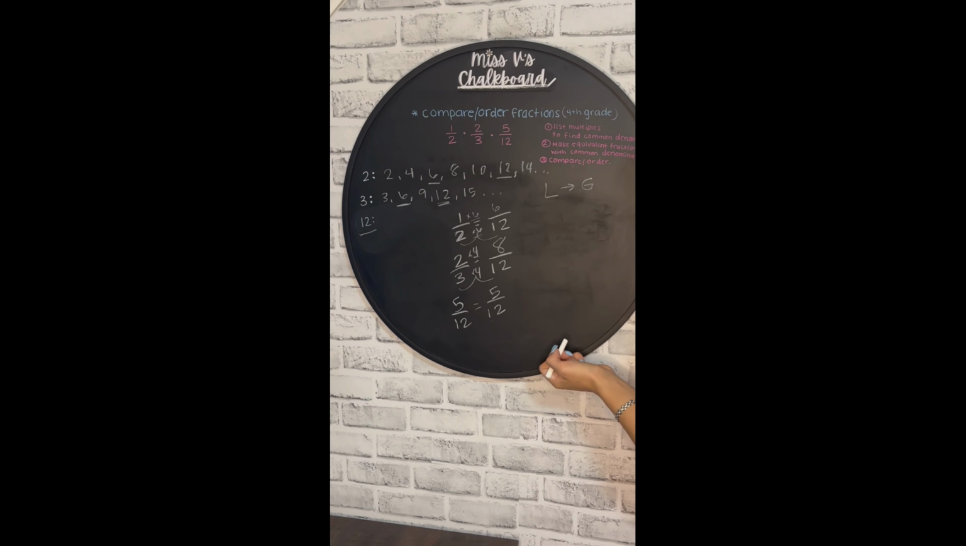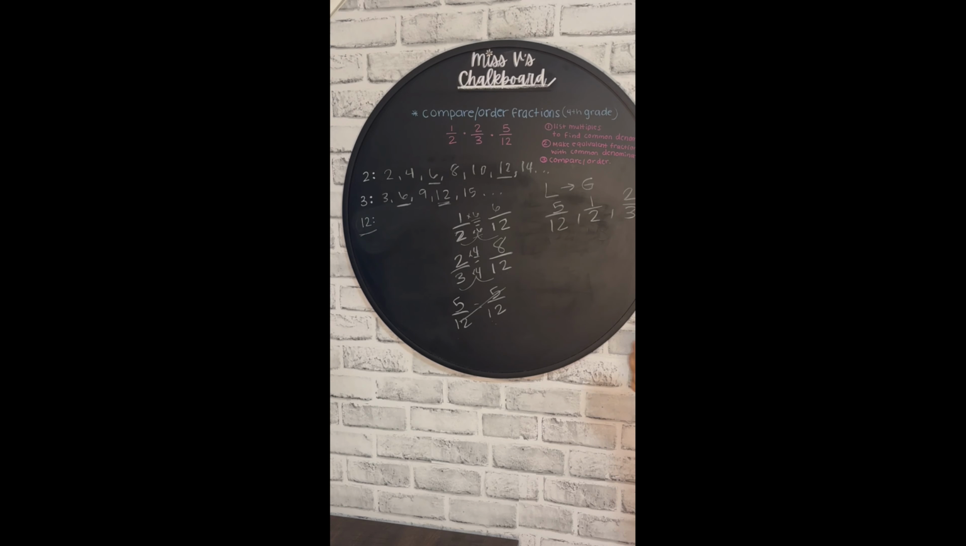So my smallest value is 5/12, which originally was given to me as 5/12. So that's what I will write. The next one is 6/12, which was given to me as a half. So I'll write that next. And the greatest value is 8/12, which I had as 2/3. So I'll write that last.